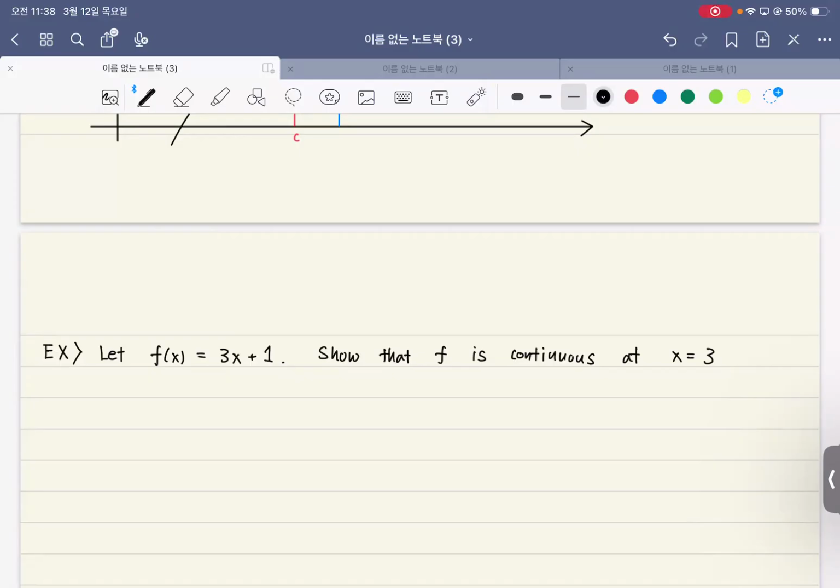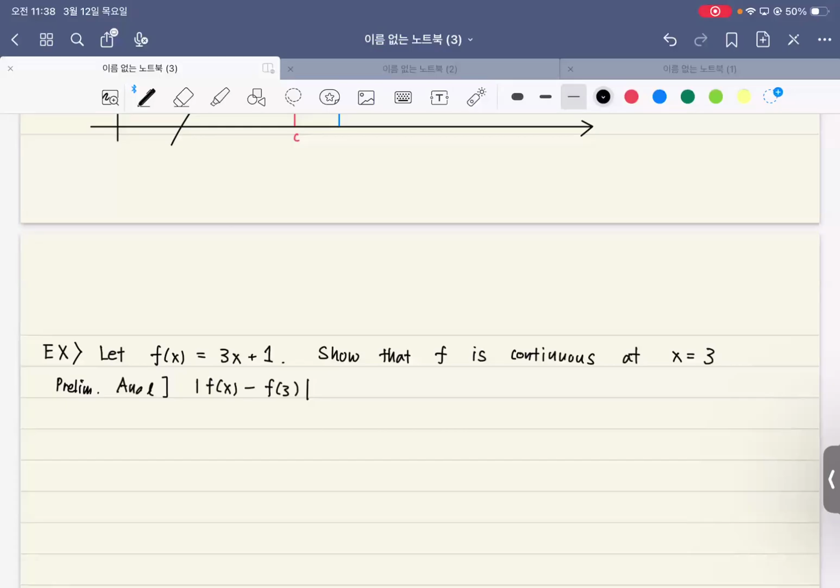But instead of trying to find such a nice delta, I will try something like the backward analysis, just as we did for the convergence of a sequence. So that means I will try to find under what condition the absolute value of f of x minus f of 3 is less than epsilon. If I can answer the question, then maybe I can find the delta.